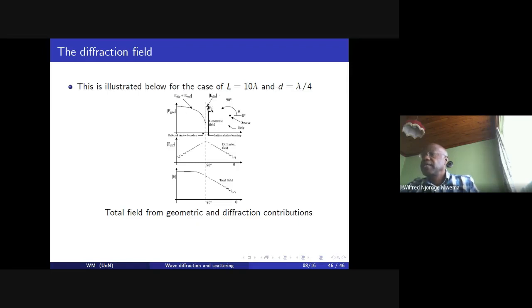So the direct field is given by that. The direct plus the reflected will add constructively and destructively, and then goes down, and then comes up like that at the edges. And the geometric field will be given by that value there. That is, geometric field means that at the boundary of the strip, we get a sharp shadow, so to speak.